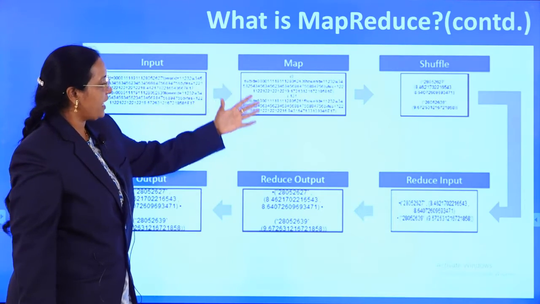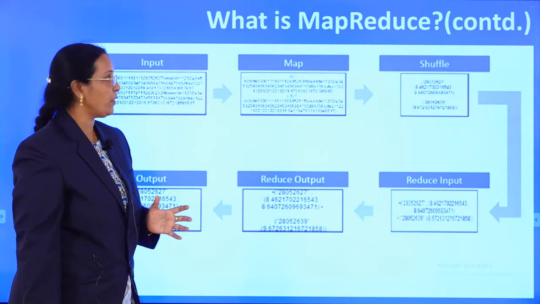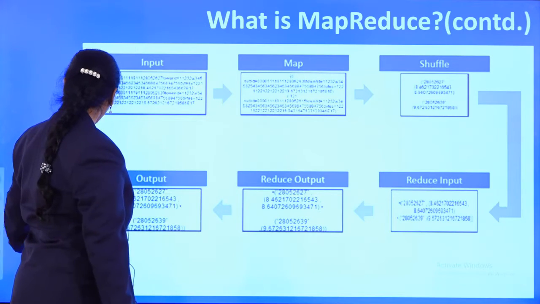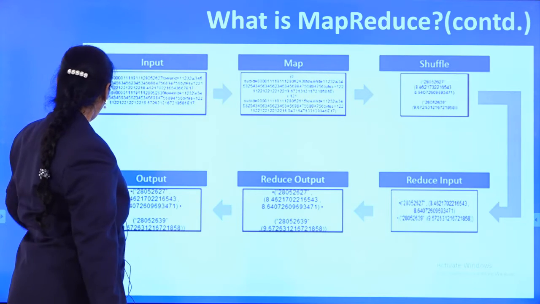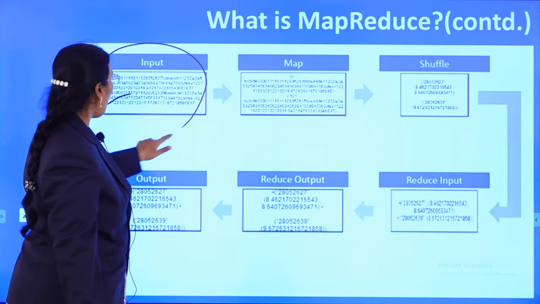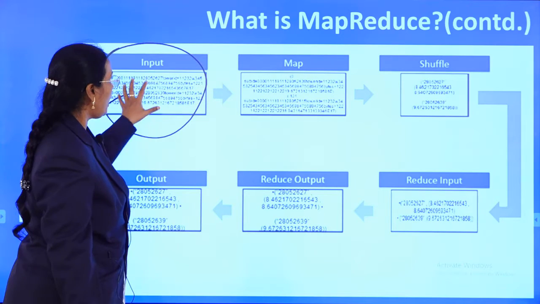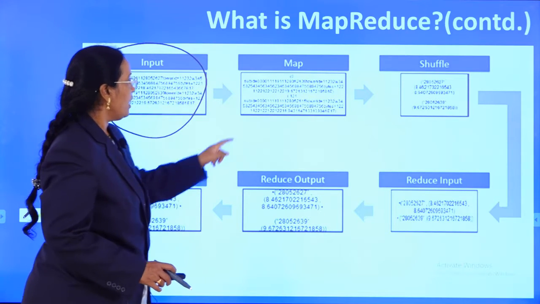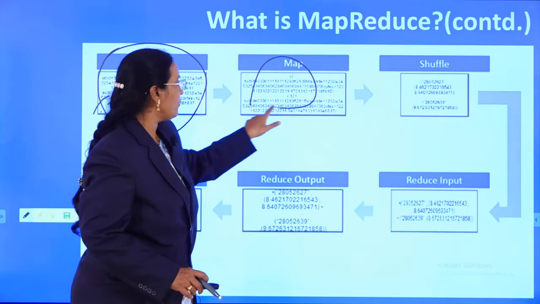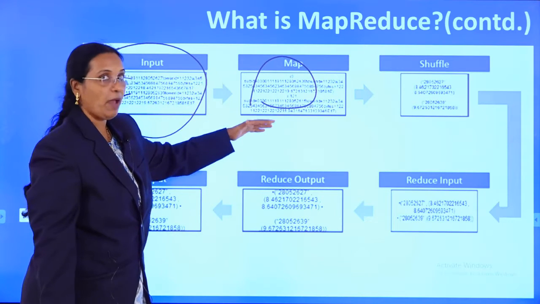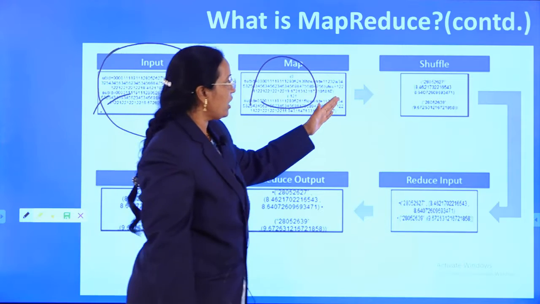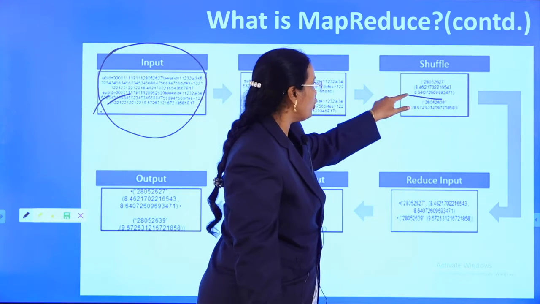Yeah, this is the diagrammatical presentation of the MapReduce. As I told you, this is the input taken by the map phase, a large amount of data sets. We have map jobs performing the mapping process, and then an internal shuffling process is going to be done.